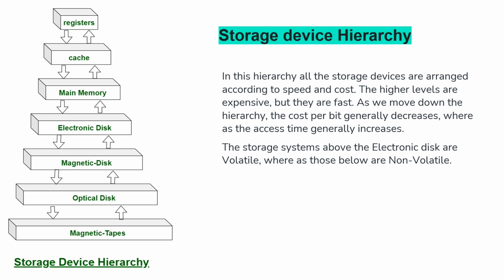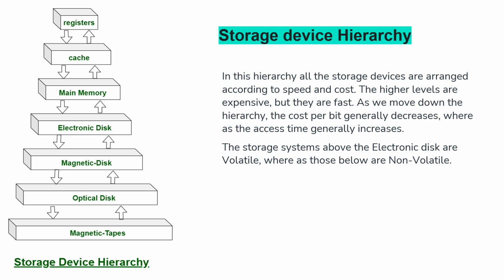Next one is cost versus access time. As we descend through the hierarchy, we observe a recurring pattern. Cost per bit tends to decrease, which can be economically advantageous. However, this reduction in cost is typically accompanied by an increase in access time. It is akin to trading speed for affordability as the storage devices become more cost effective.